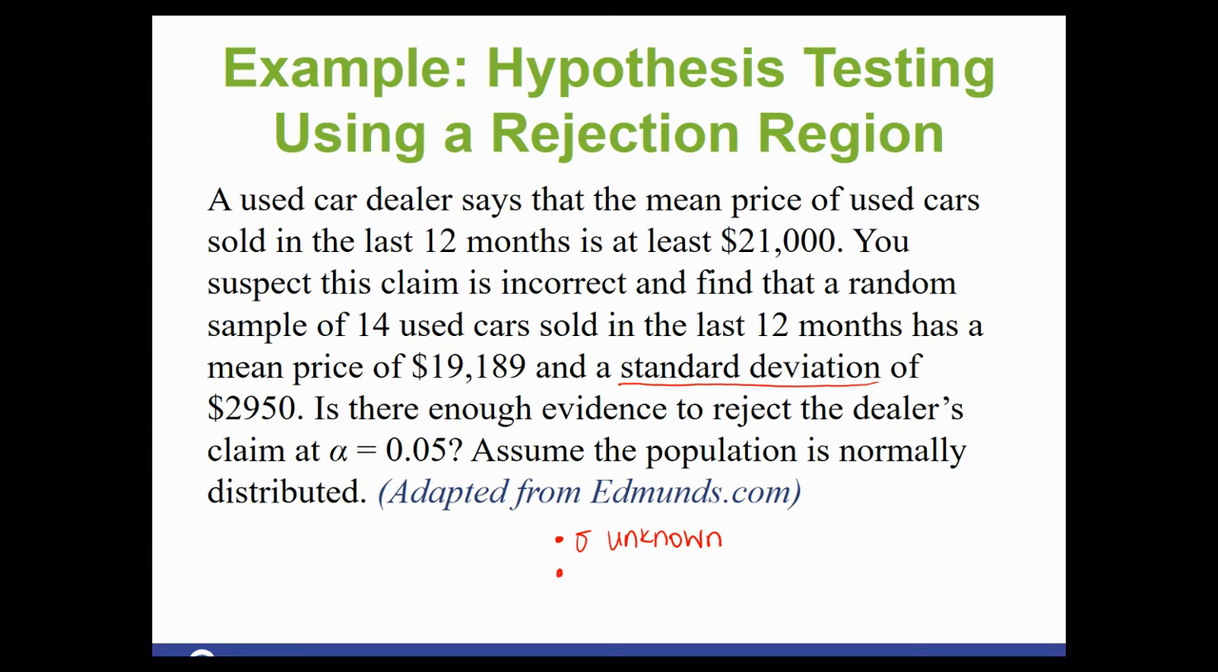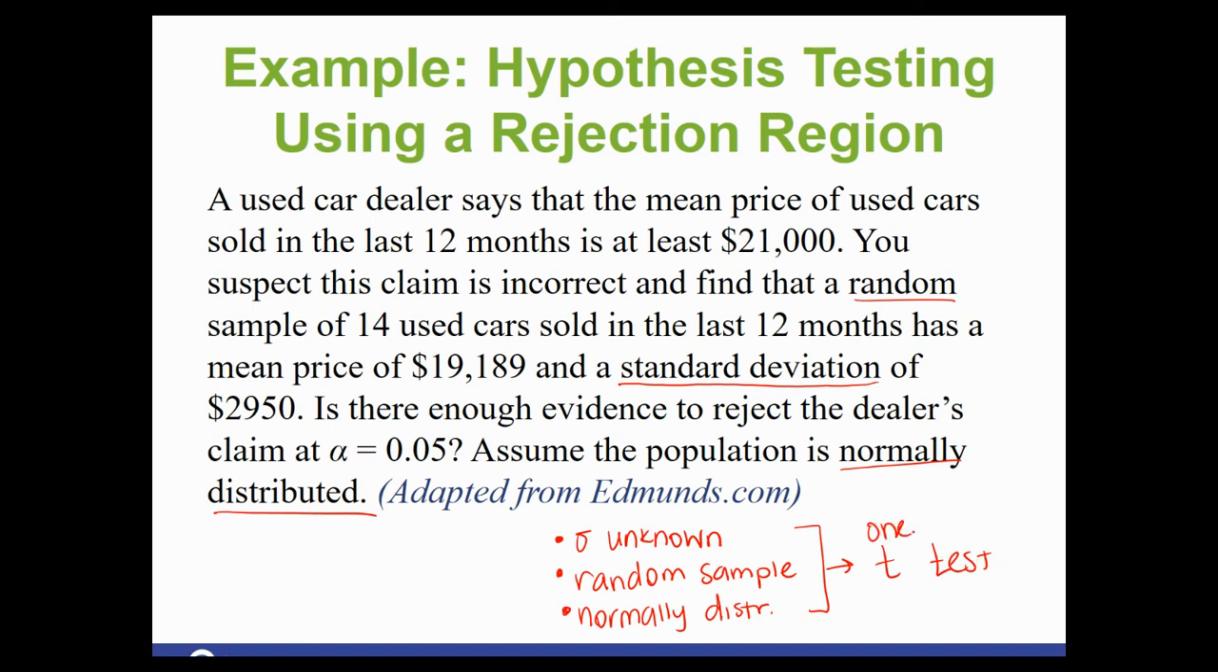The other things we're looking for is for a random sample. And then you're looking for if it is normally distributed or if your sample size is greater than or equal to 30. In this case, we had normally distributed. Those conditions together led us to a t-test, a one sample t-test.